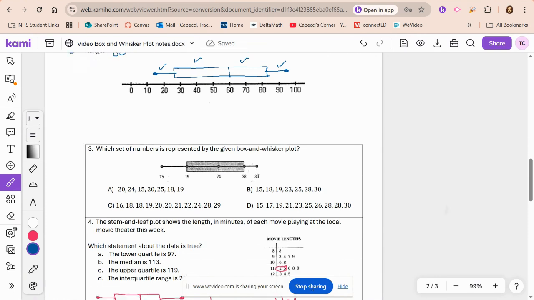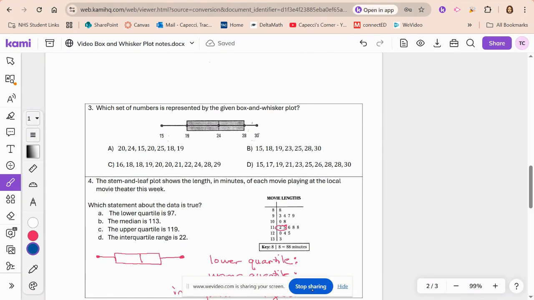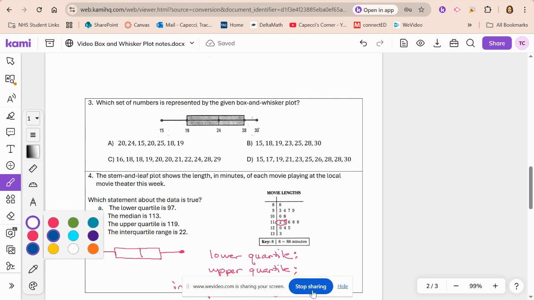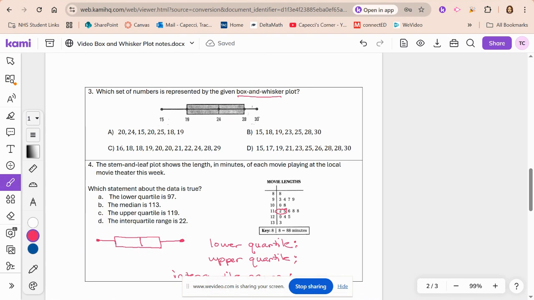All right, so now let's take a look at some multiple choice questions that we've seen on some standardized tests. It says, which set of numbers is represented by the given box and whisker? Now, if I look, all the data points are not in order. Some of them are, some of them are not. So I am going to have to take a look at that. My lowest value is going to be 15. My highest value is going to be 30. So I'm going to start with that.